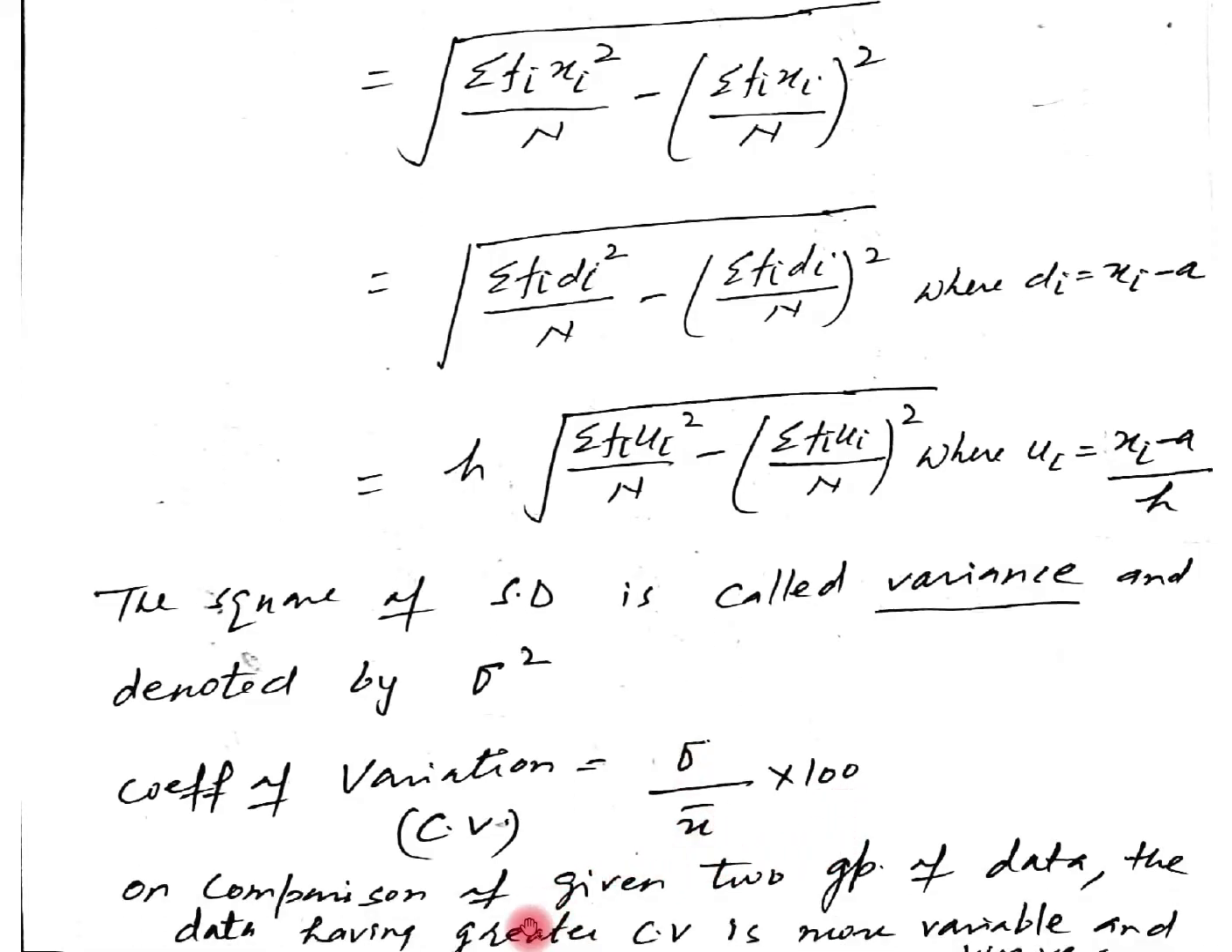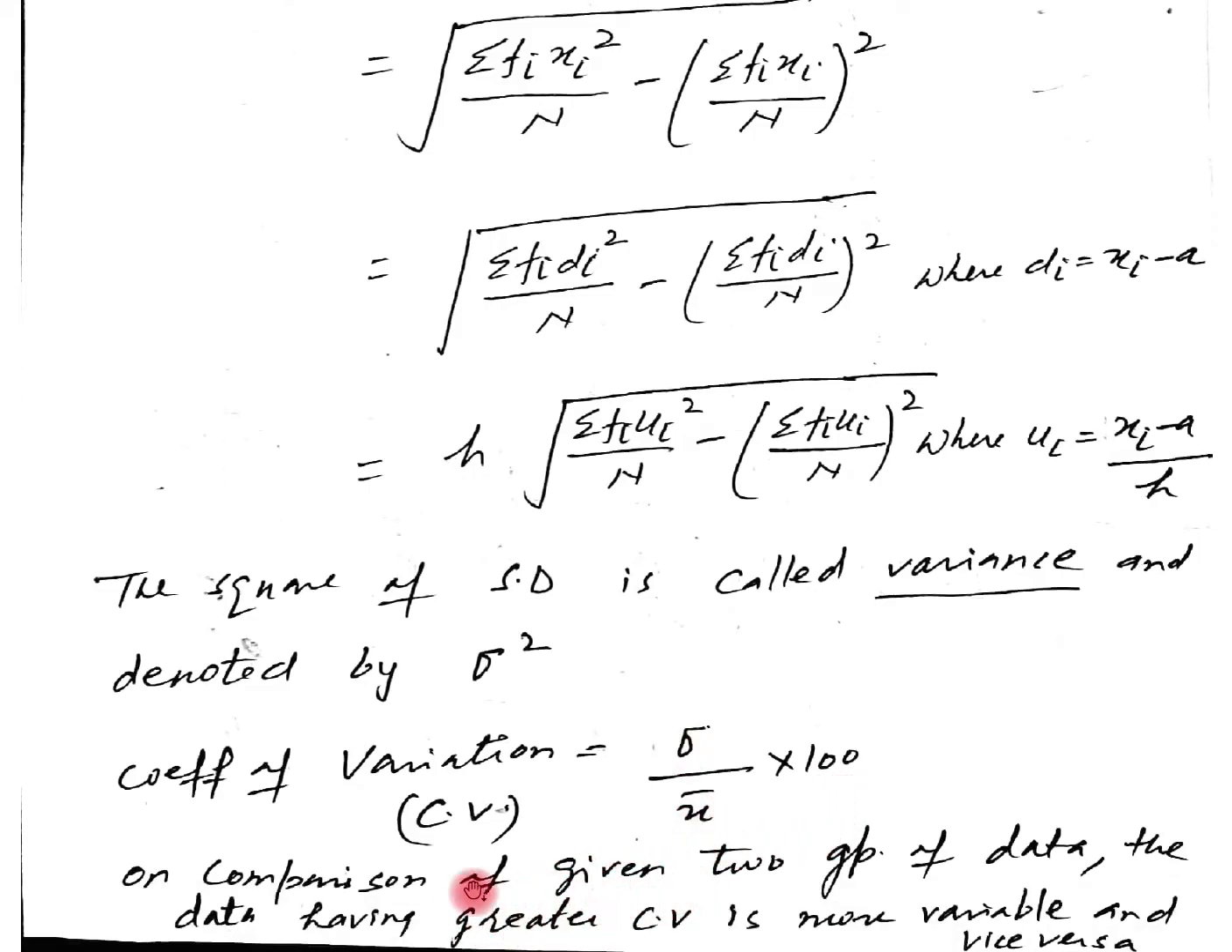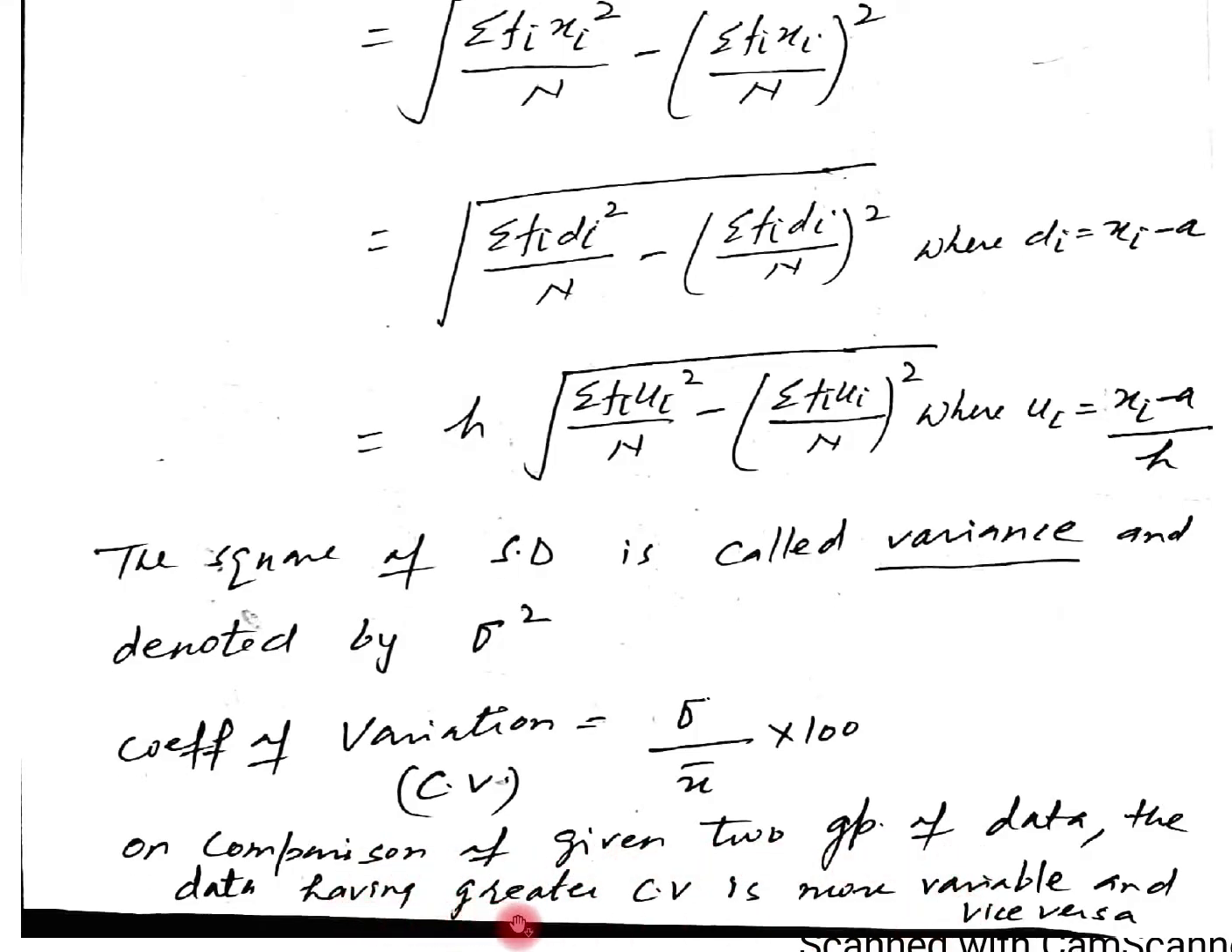On comparison of two given groups of data, the data having greater coefficient of variation is more variable and vice versa. If the coefficient of variation is greater, then it is more variable. If the coefficient of variation is smaller, then it is less variable. This is not in the syllabus this time, but for your knowledge, you can learn this result. Coefficient of variation is given by sigma upon x bar into 100.